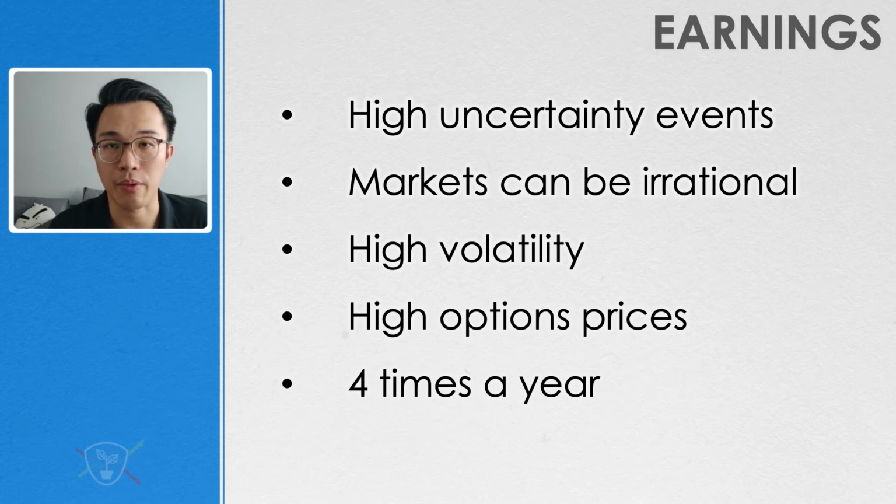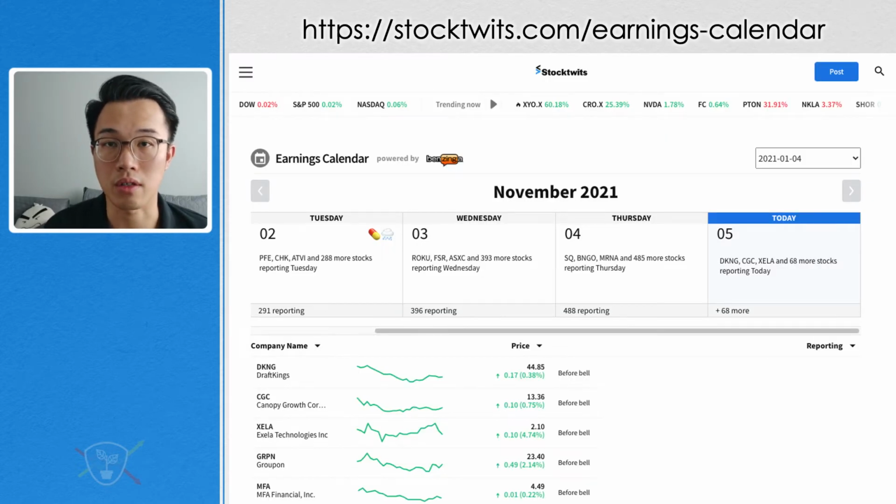Now generally they happen 4 times in a year, usually January, April, July, and October. I use this website called StockTwits. It's free. You can just come over here and click on the earnings calendar, and it will tell you which stocks have earnings on which days. How exactly do I trade earnings? Well, this is a topic for another video.